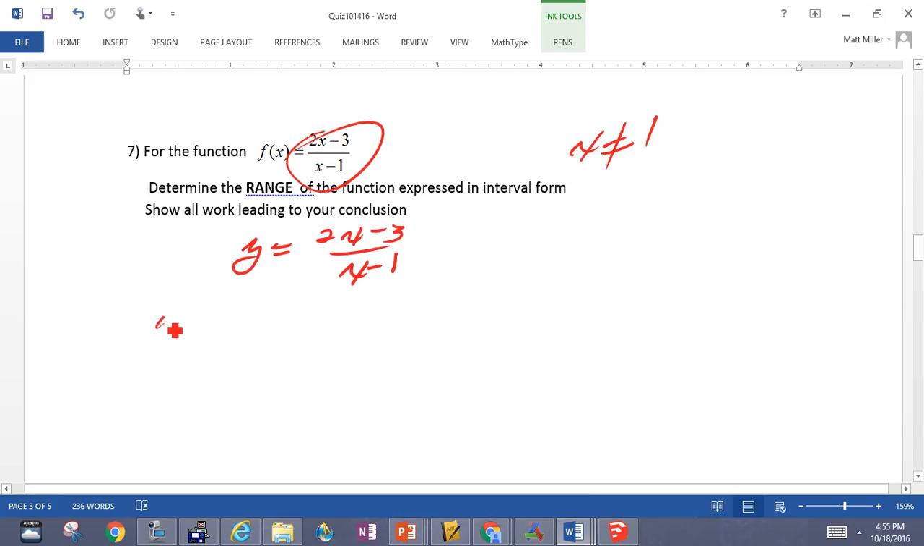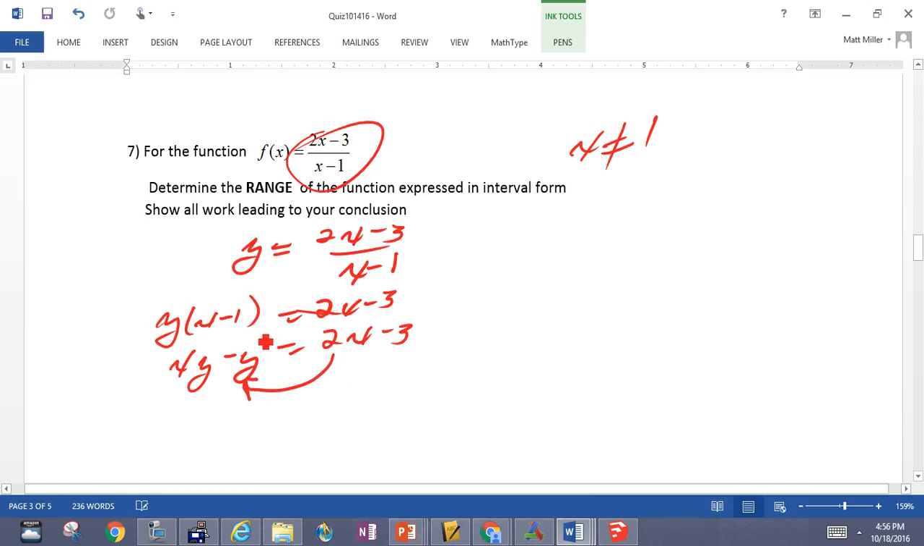So I cross multiply. y times x minus 1 equals 2x minus 3. I distribute, gives me xy minus y equals 2x minus 3. Now, again, I want to isolate my x terms. So this 2x I want to bring over here, and this y I want to bring over to the right side. So in doing that, I have xy minus 2x is equal to y minus 3.